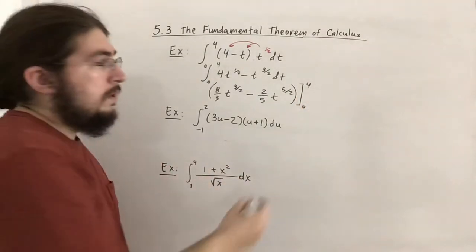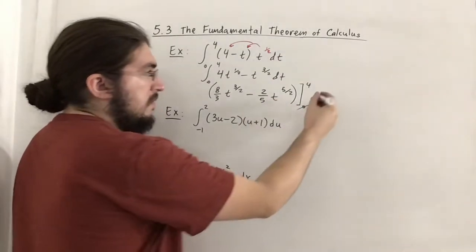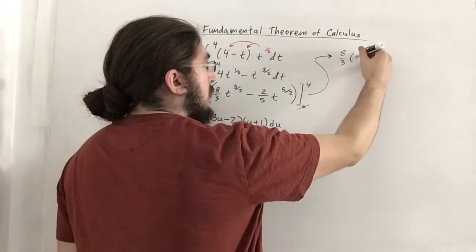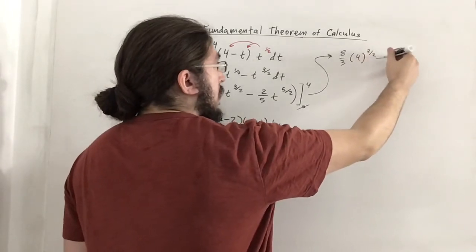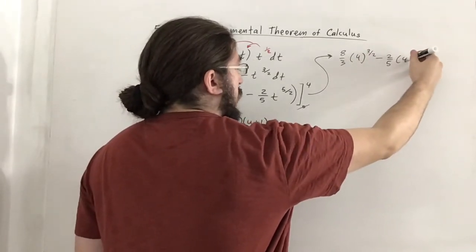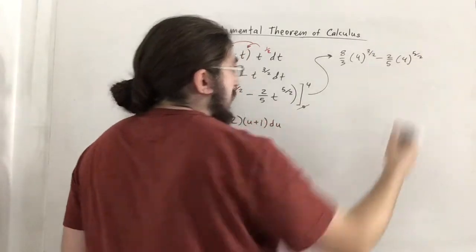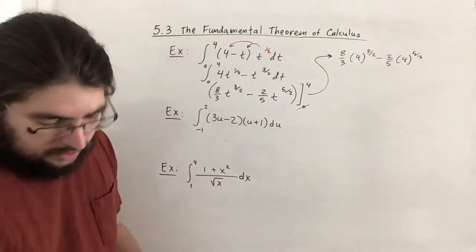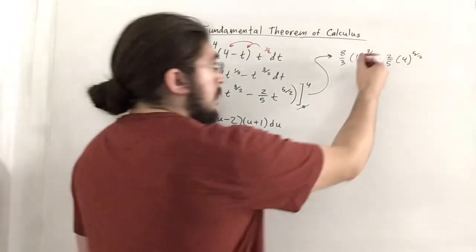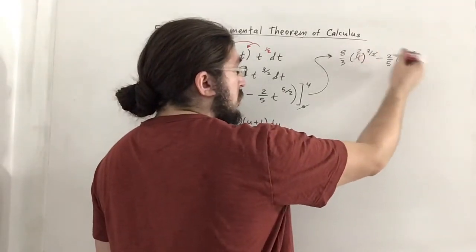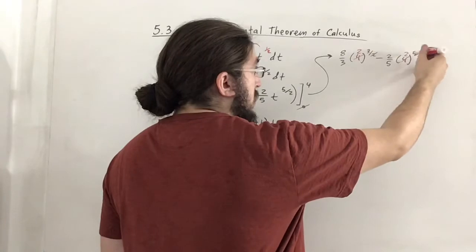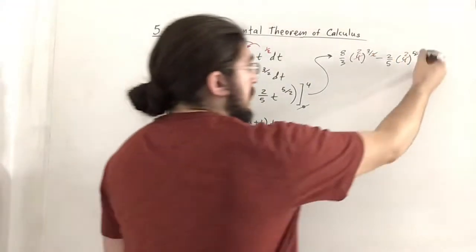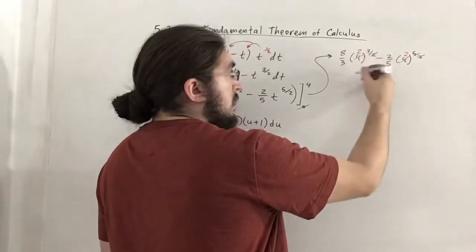Notice when you plug in 0, it's 0 because our power is of a variable. When you plug in 4, you get 8/3 times 4 to the 3/2, minus 2/5 times 4 to the 5/2. Now to take something to the 1/2 power is to square root it. So when we're taking 4 to the 1/2 power, we're looking at the square root of 4, which is just 2. So really this is just 2 to the 3rd and then 2 to the 5th, respectively. So this is 2 to the 3rd, which is 8.